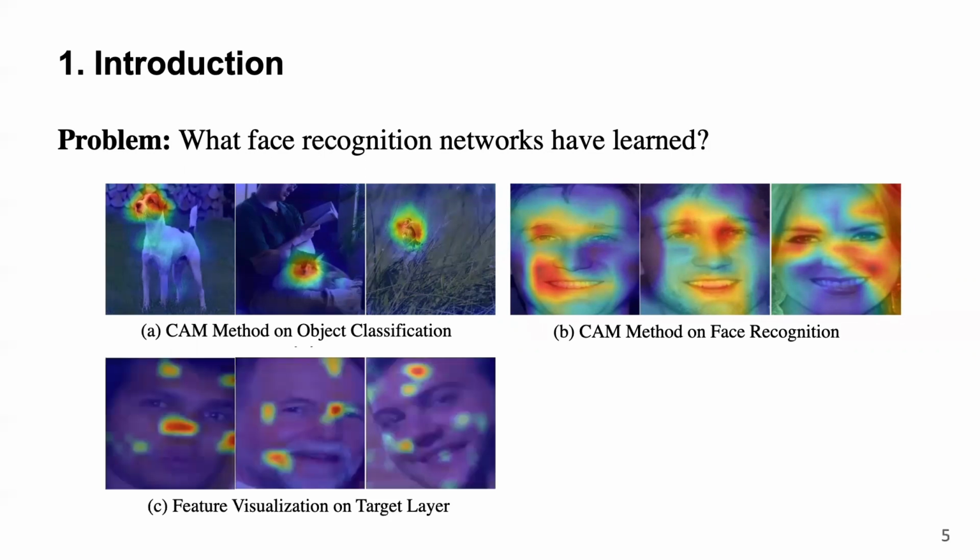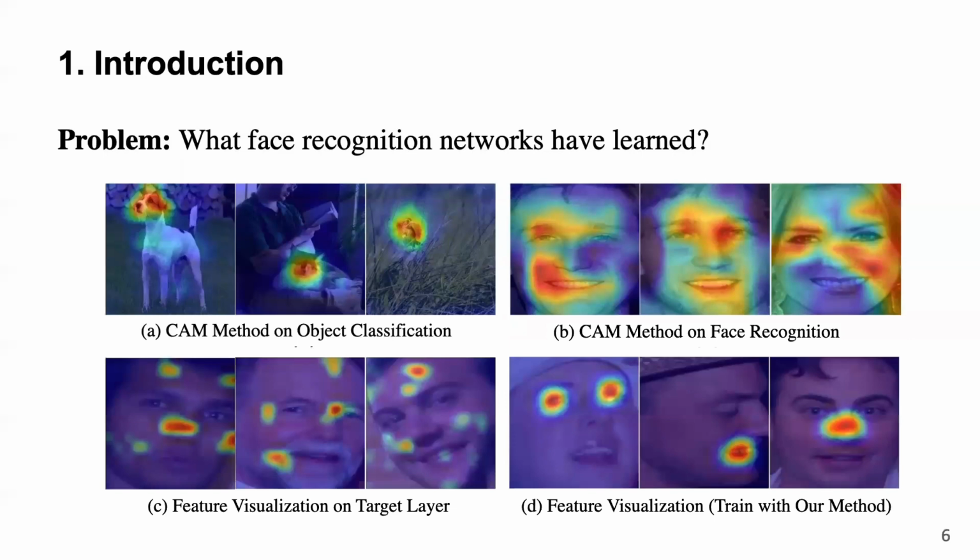Figure C shows the feature map of a VGG net for face recognition. As we know, it looks like a random pattern, due to the high-dimensional features that humans don't understand. Figure D shows the feature map of a VGG network trained with our method, which is able to explain what the face recognition network has learned.